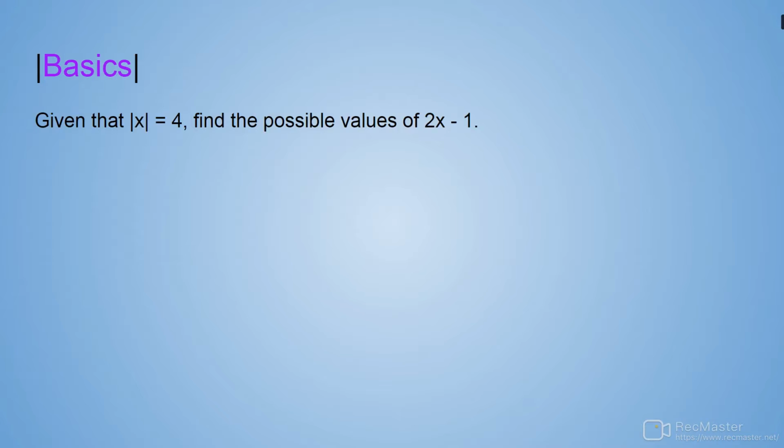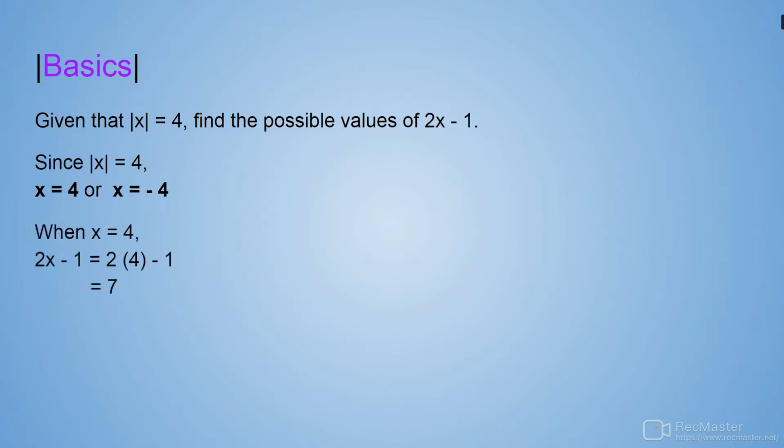The question here tells us that modulus x equals 4, and we have to find the possible values of 2x minus 1. Since we have modulus x equals 4, x can either be equal to 4 or negative 4. So here are the possible values of 2x minus 1, and there's your answer.